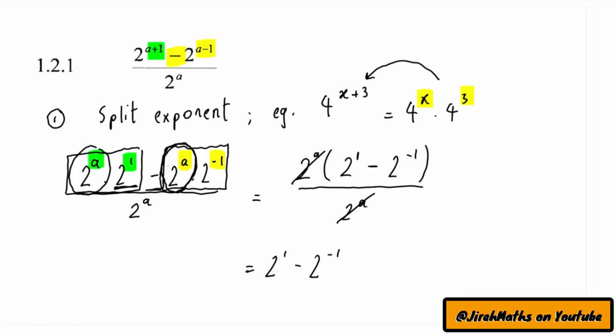You can plug it into your calculator or you can do it. 2 to the 1 is simply 2. 2 to the minus 1 is 1 over 2. And 2 minus 1 over 2 is 1.5 or 3 over 2. And we are done for today's lesson.